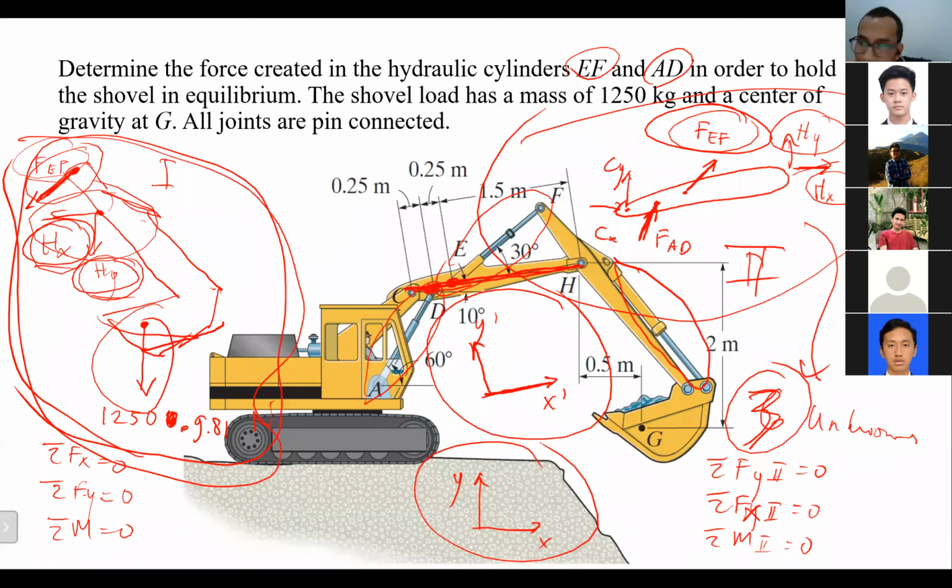Wait, let me check. F, 1.5 meters is there, okay. Then 30 degrees is there, okay. It's 30 degrees. 10 meters, 2.5. I think so.